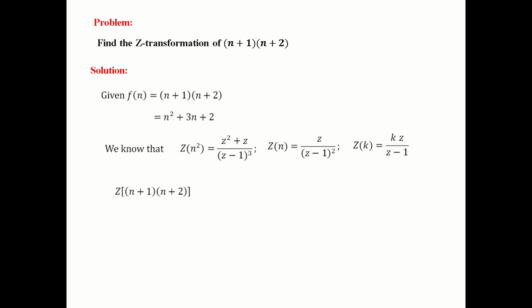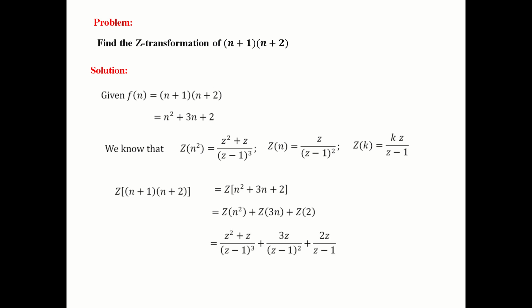So replacing, we will get Z of (n square plus 3n plus 2). Taking Z transformation of each term, which is equal to Z of n square plus Z of 3n plus Z of 2. So Z of n square, we know the formula, right? Replacing, z square plus z by (z minus 1) the whole cube. Now we know Z of n is equal to z by (z minus 1) the whole square.